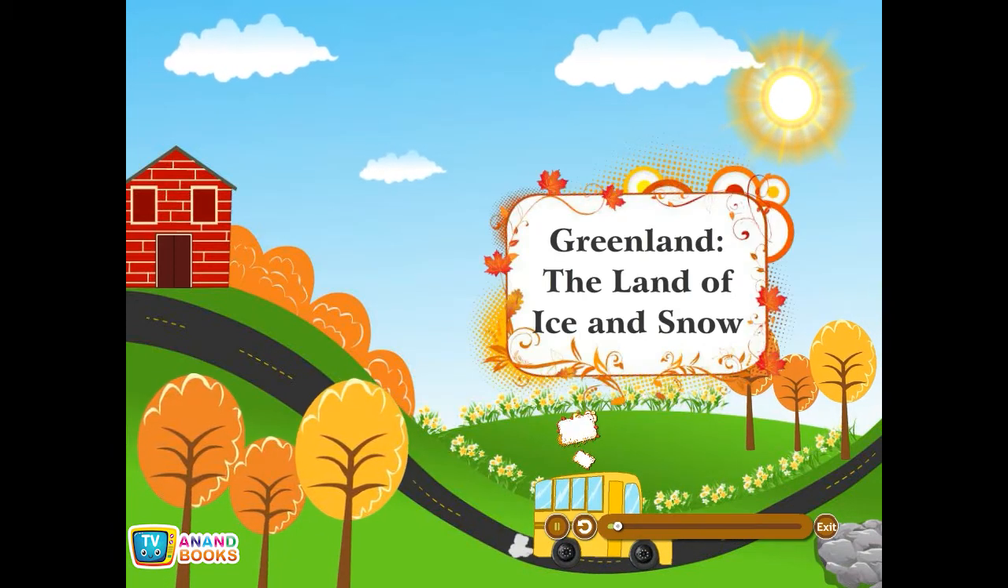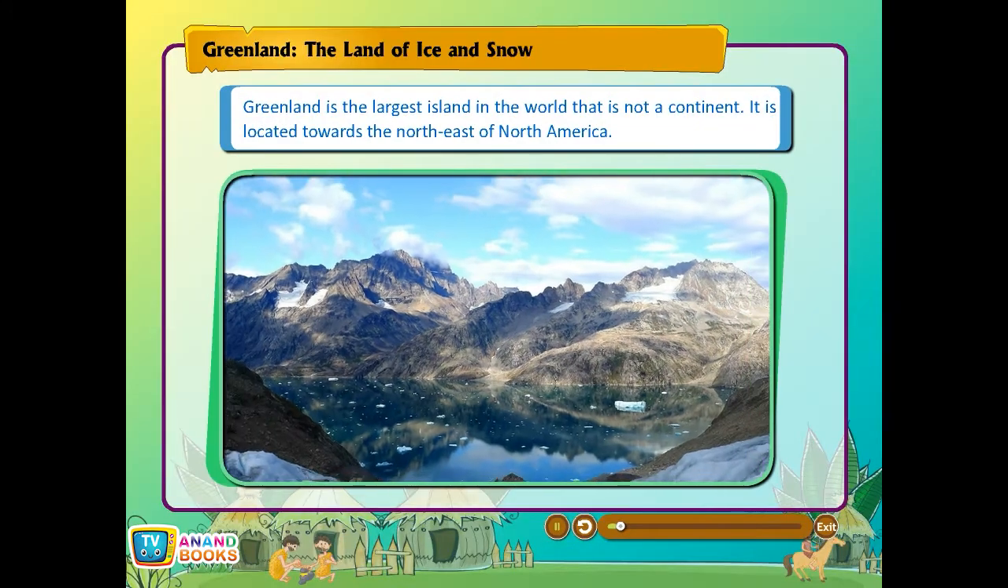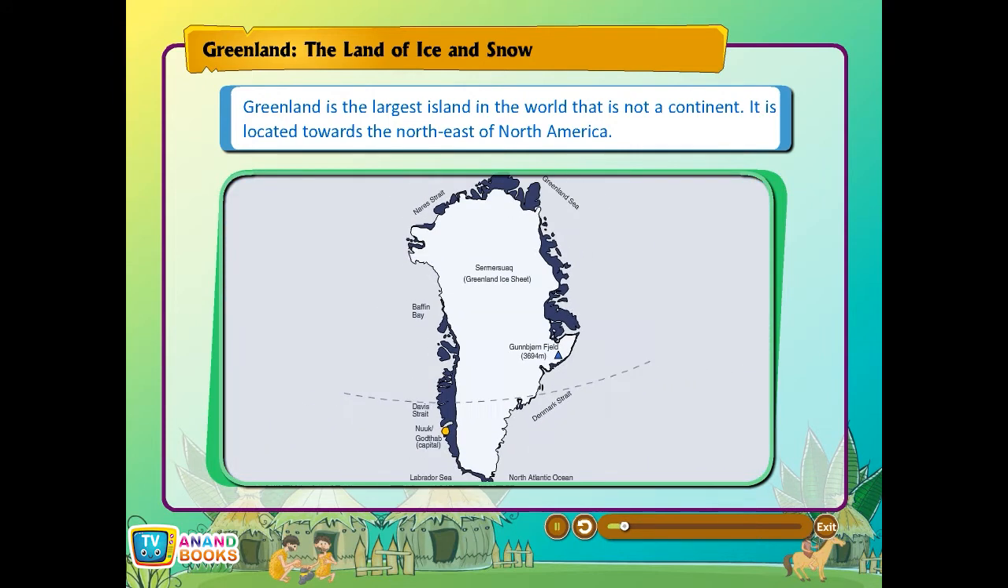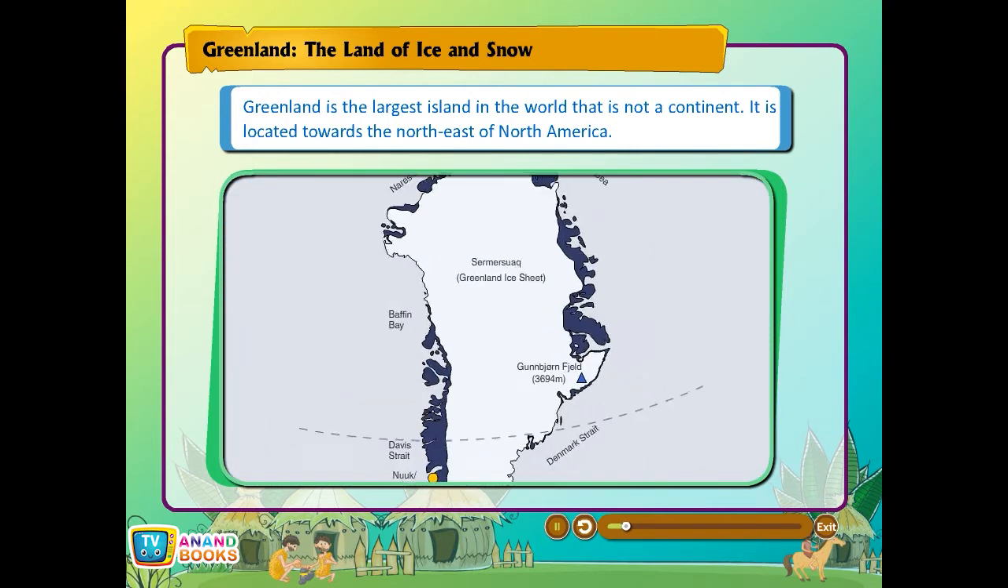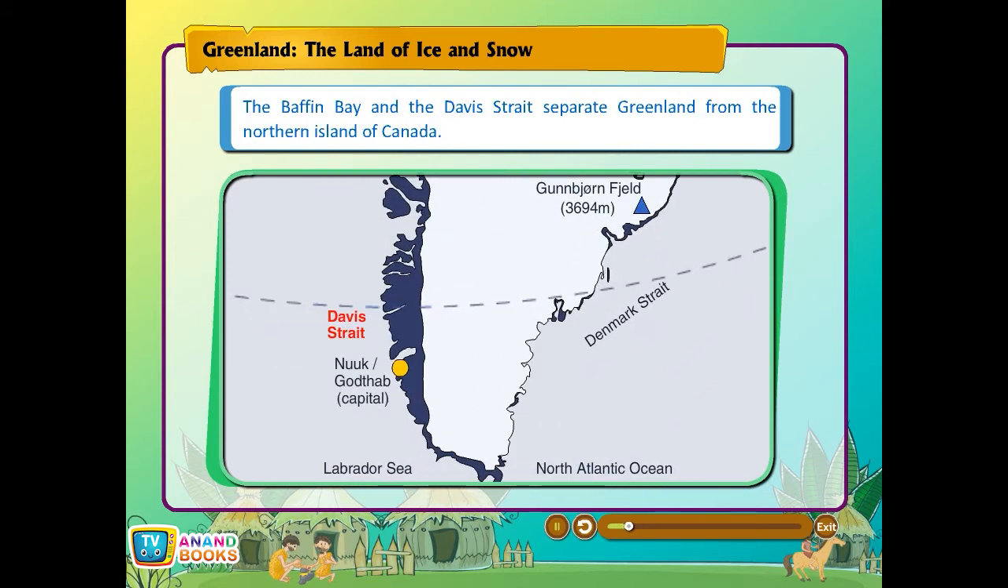Greenland, the land of ice and snow. Greenland is the largest island in the world that is not a continent. It is located towards the northeast of North America. The Baffin Bay and the Davis Strait separate Greenland from the northern island of Canada.